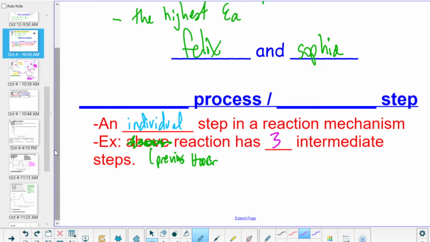It doesn't tell you to put the molarity over top. It says the units are just seconds to the minus one, not molarity per second, just seconds to the minus one. So that also might be why your graphs look a little off.